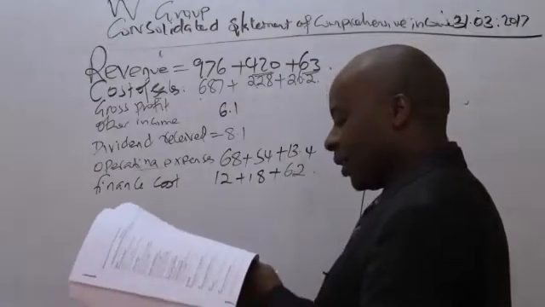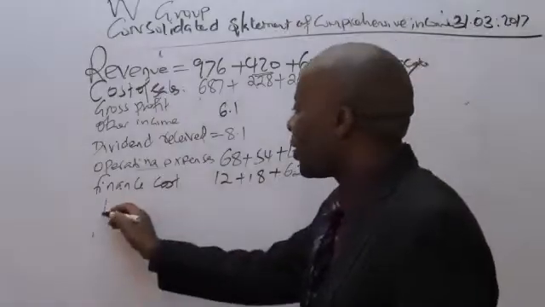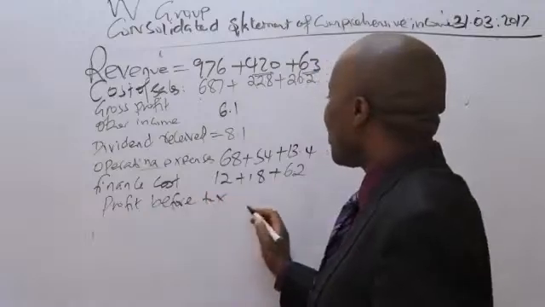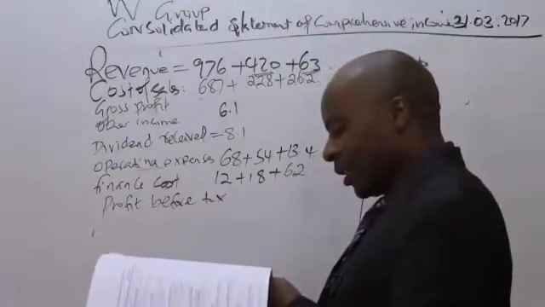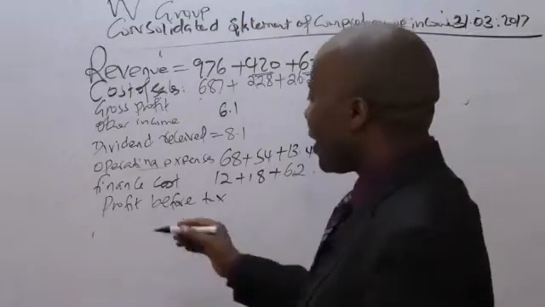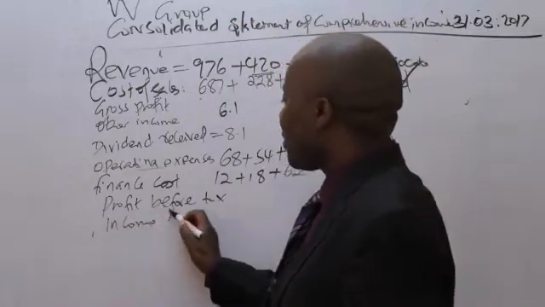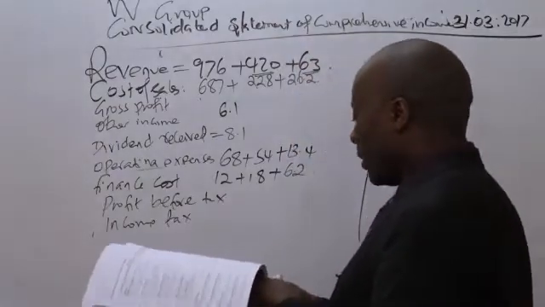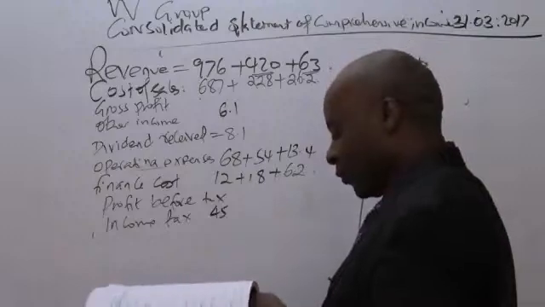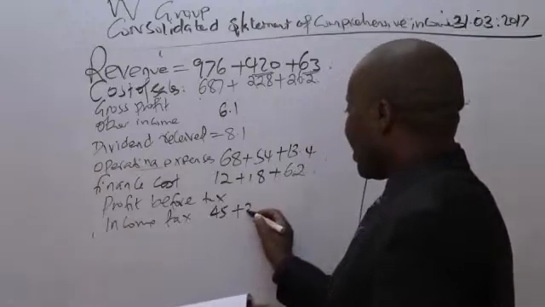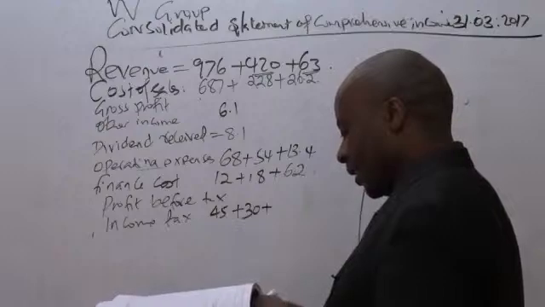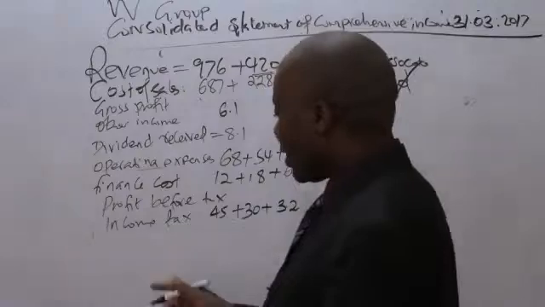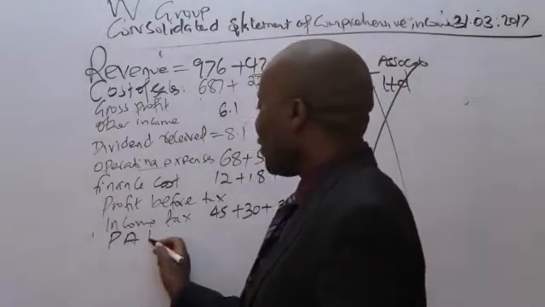From there, ladies and gentlemen, we have the profit before tax. This one, of course, I will need a calculator later. After profit before tax, I have the income tax expense. So the income tax, I'm simply putting them together. I'm consolidating. Income tax is 45 plus 30, and then I have 3.2. And then of course I'll have what we call profit after tax.